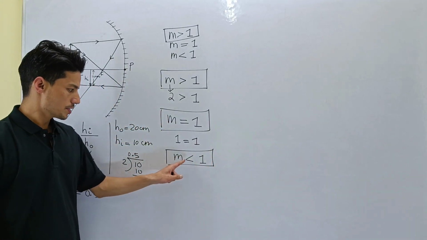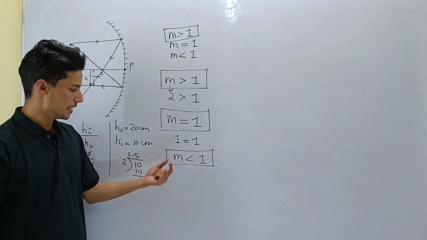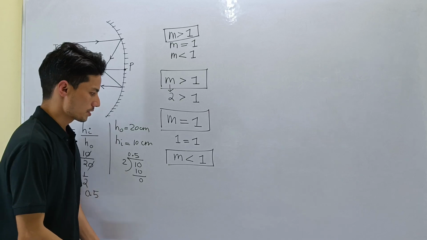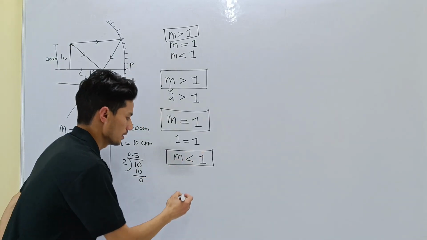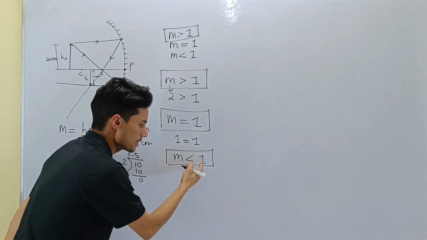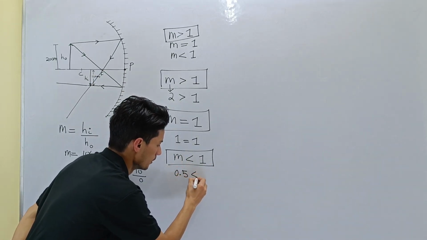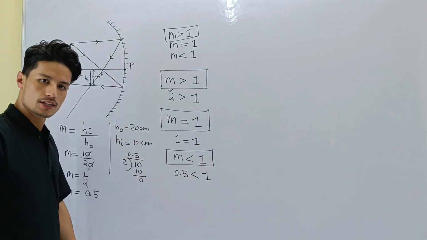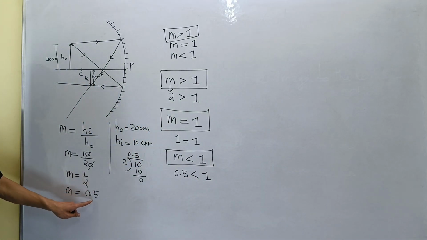What is this? M is greater than 1 or M is less than 1? M is less than 1, because the V is facing towards the 1. So M is less than 1. That means the value of M is smaller than 1. So it can be 0.5 or not? Okay, because 0.5 is less than 1. So this one, the answer that we got, M equals 0.5.